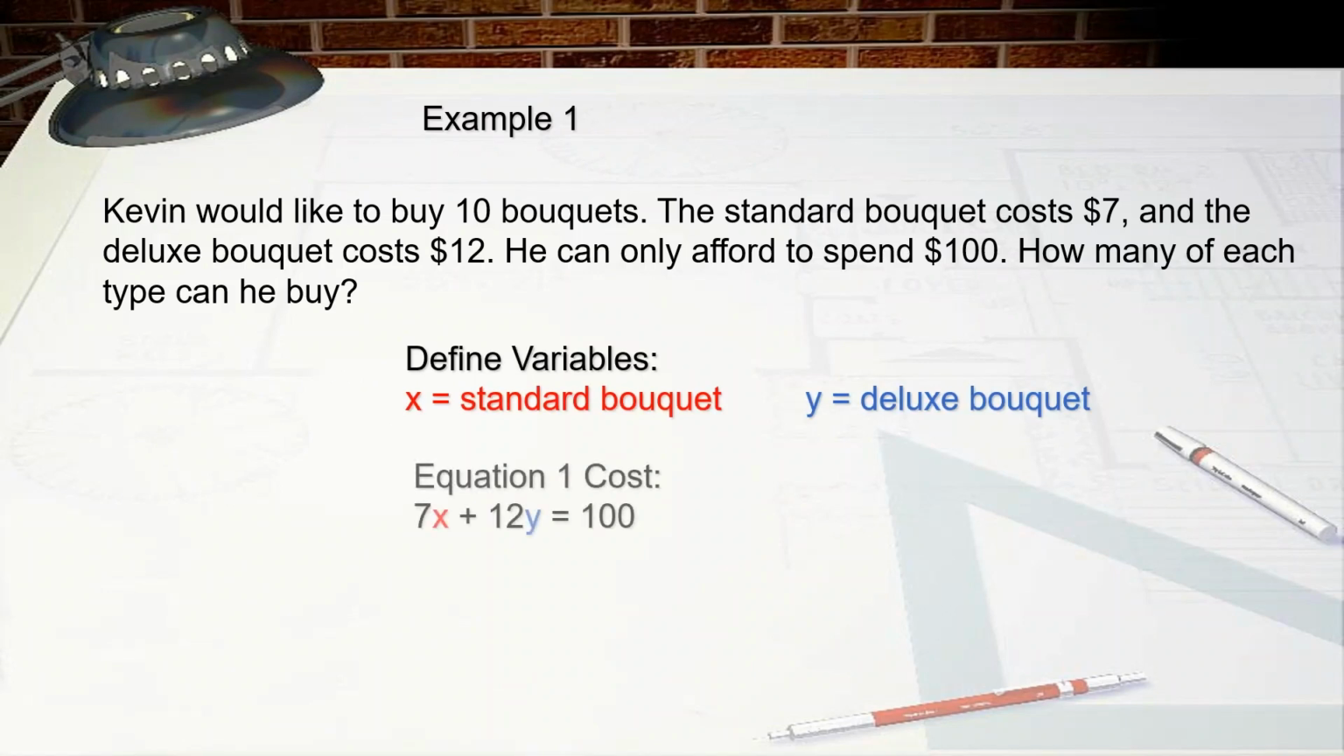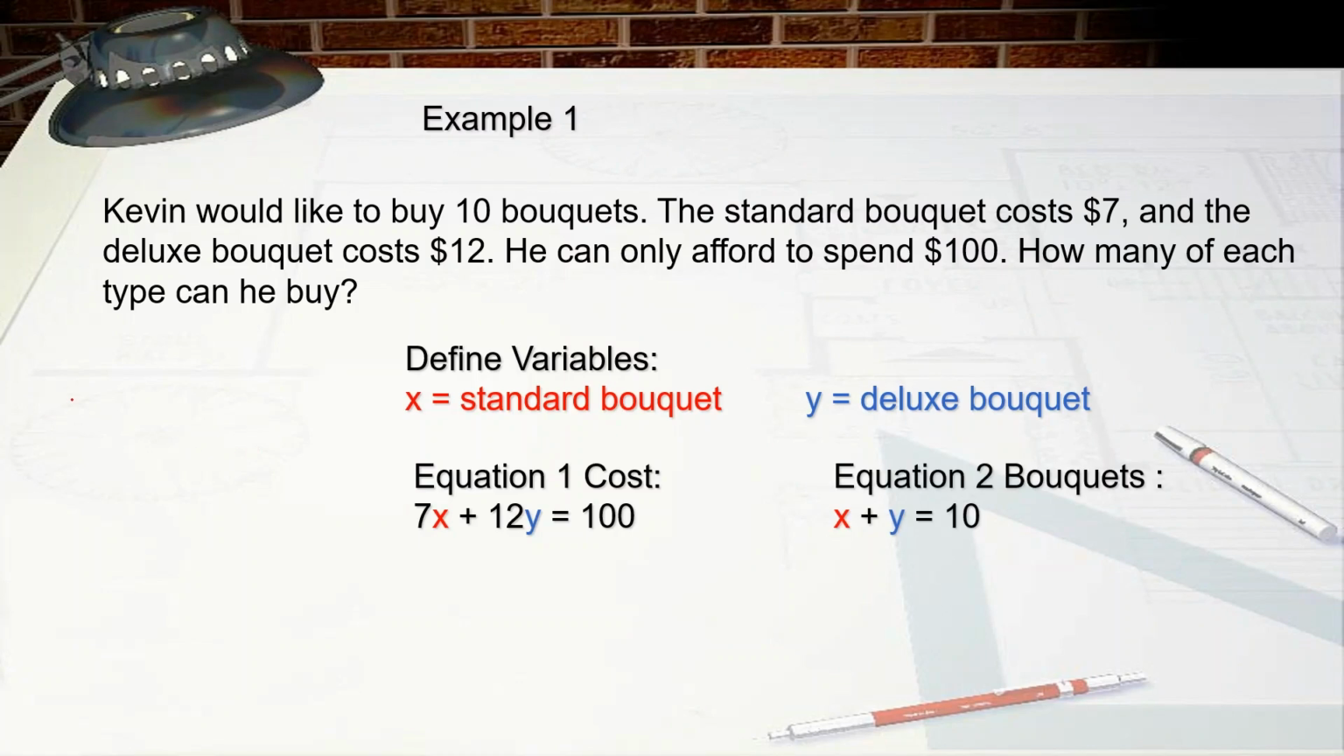Now we make two equations. So the first equation would be relating to the cost. 7x plus 12y is equal to 100. Since he can only afford to spend $100, we equate to 100. The second equation would be relating to the number of bouquets. So x plus y is equal to 10 since Kevin would like to buy 10 bouquets.